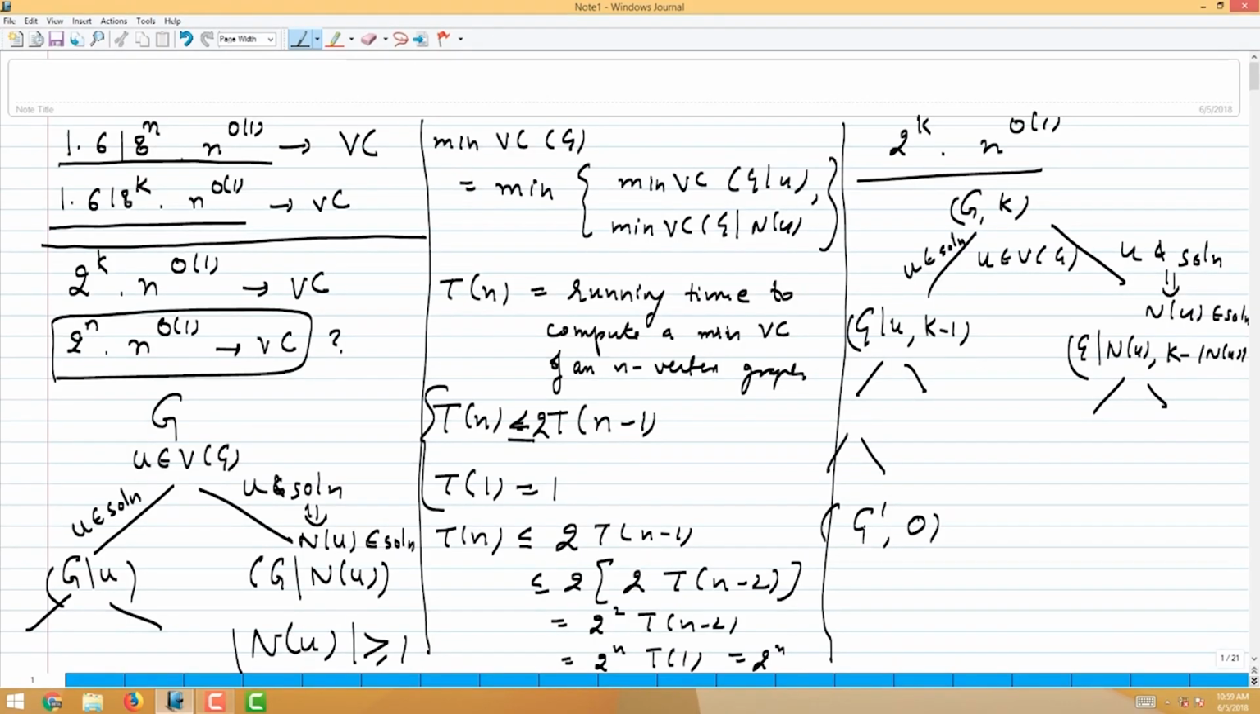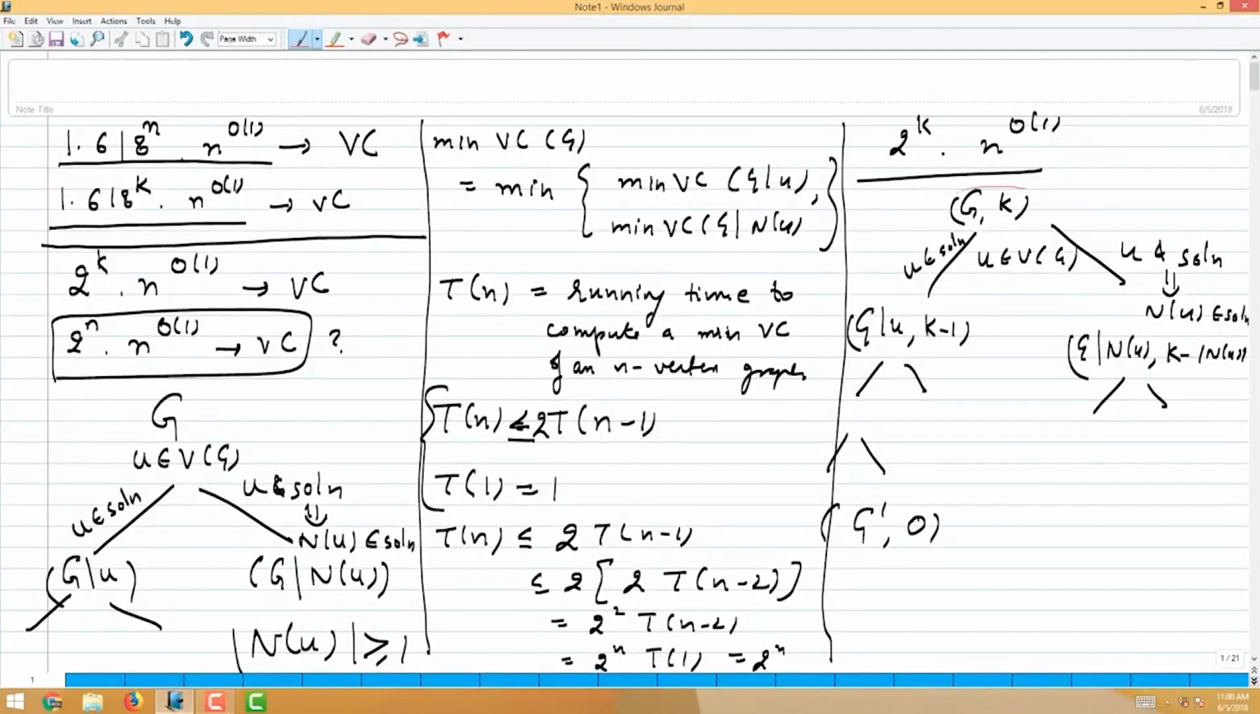Okay. So with a branching algorithm, you can always associate a branching tree. What is a branching tree, for example? This is the first node. So you start with G, k. Then you branch into two instances. So look at that as a tree.